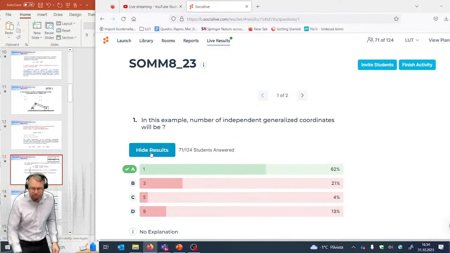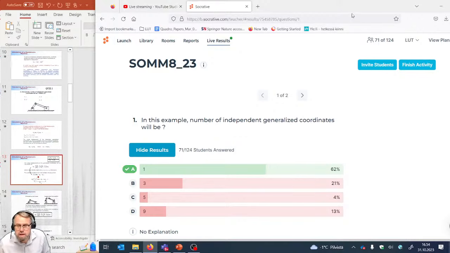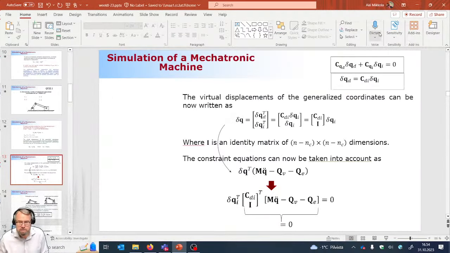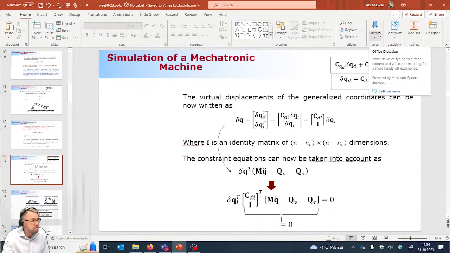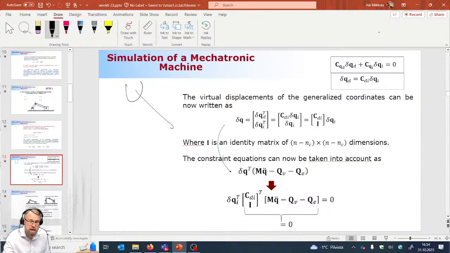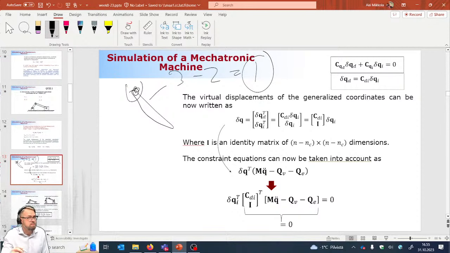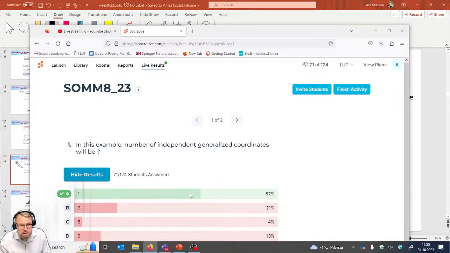How can I know that? I know it because in a pendulum, okay, let's see if I can do the drawings here. You see this? In a pendulum, I have one moving body, so that's three generalized coordinates. And because of the revolute joint here, I have two constraint equations. So the degrees of freedom is one. So the number of unknowns, if I formulate the equation of motion using the embedded technique, is one. Clear. Okay, so let me move on.